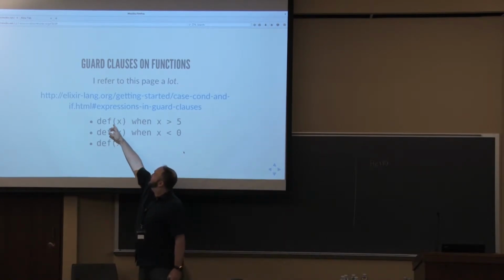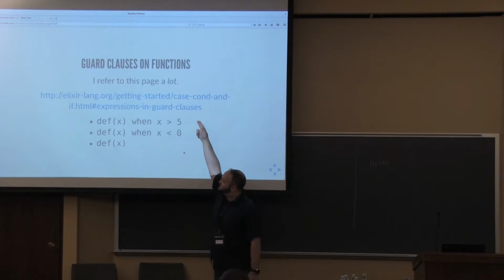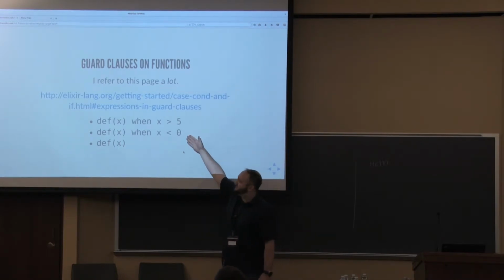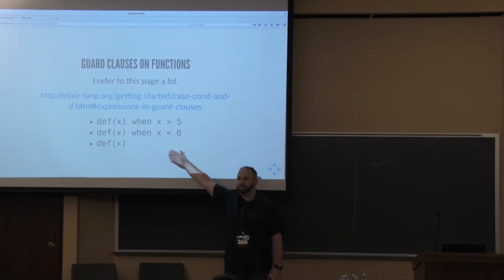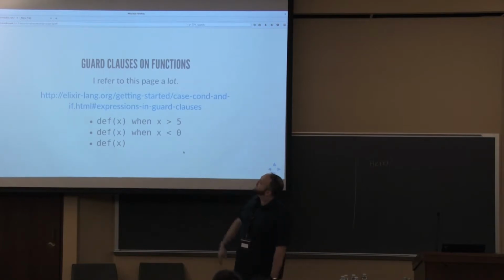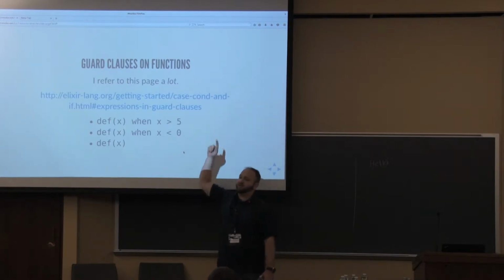So this will get called if x is greater than 5. This will get called if x is less than 0. This will get called every other time. This is really, really nice, and it's also a little iffy because you get down to Erlang at this level. If you open this page, you will find that a bunch of the operators and things you can check are things that you don't actually use in day-to-day Elixir work, other than right here.